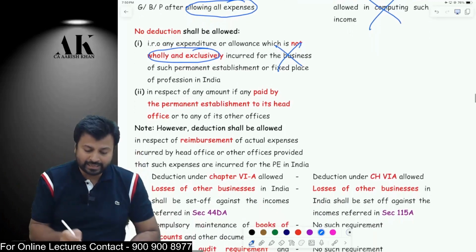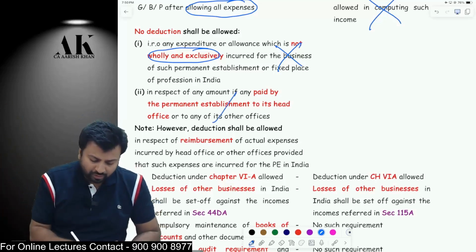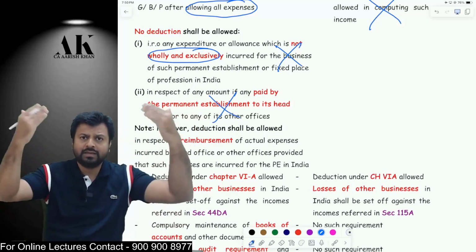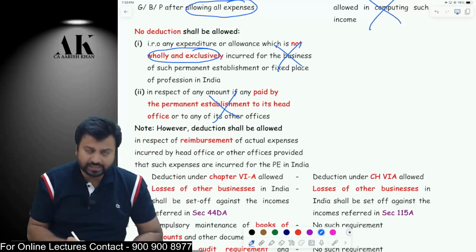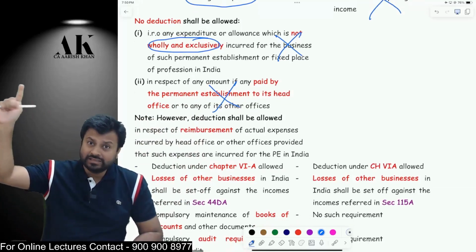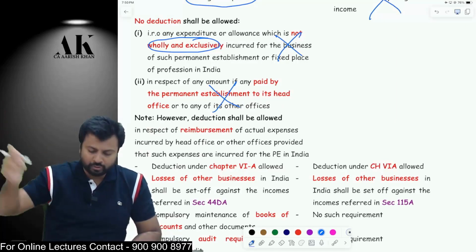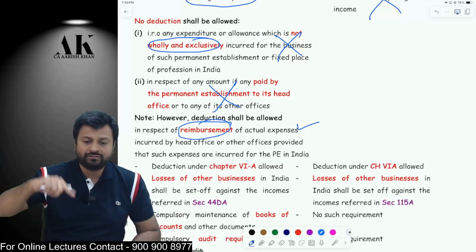Second. If an expense is paid to HO for services taken from HO, it will not be allowed as deduction because it is payment to self. If HO is giving me some services, I am making some payment to HO, it will not be allowed as deduction. And third one. If HO is not giving the service, it is given by some third party and HO has made the payment to them and I am making the reimbursement payment to HO, then that reimbursement payment will be allowed because in that case it is not payment to self, it is payment to third party.